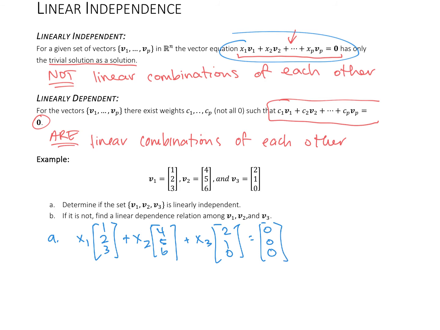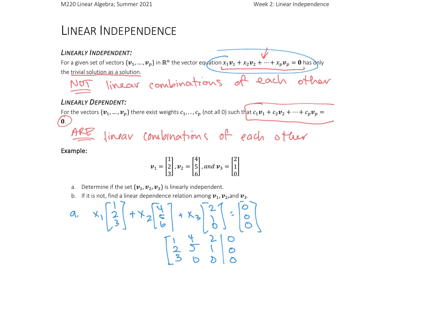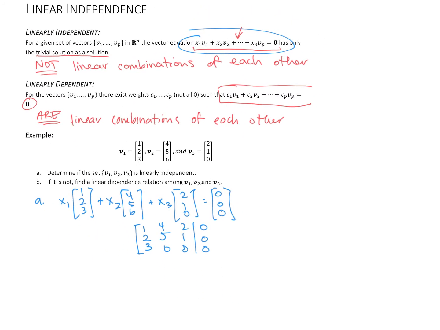Now, in vector equation form, not very helpful. So we're going to turn this into the augmented matrix form because we know how to handle augmented matrices: 4, 5, 6, 2, 1, 0, 0, 0, 0. All right, so we're going to do our row reductions, and we're going to see what conclusions we can draw from this.